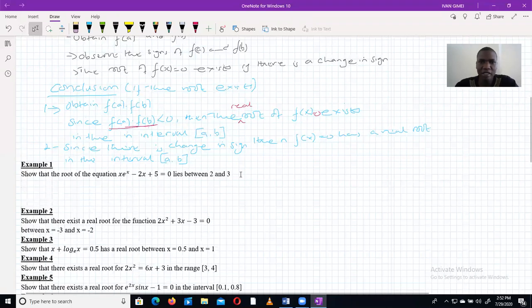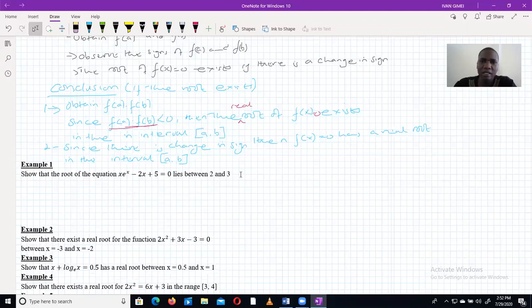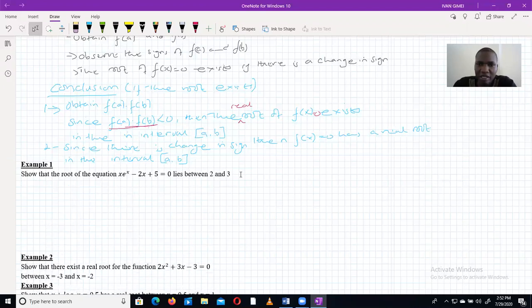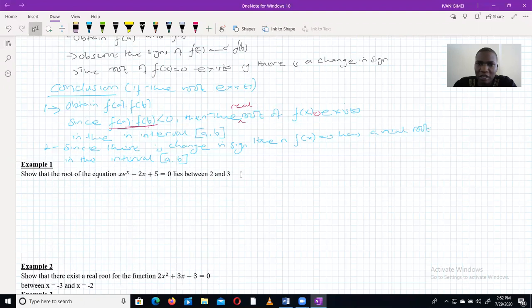So the first question says, show that the root of the equation x^x minus 2x plus 5 equals 0 lies between 2 and 3. Lies between 2 and 3. So let me get a calculator, since we're going to be computing a few things.